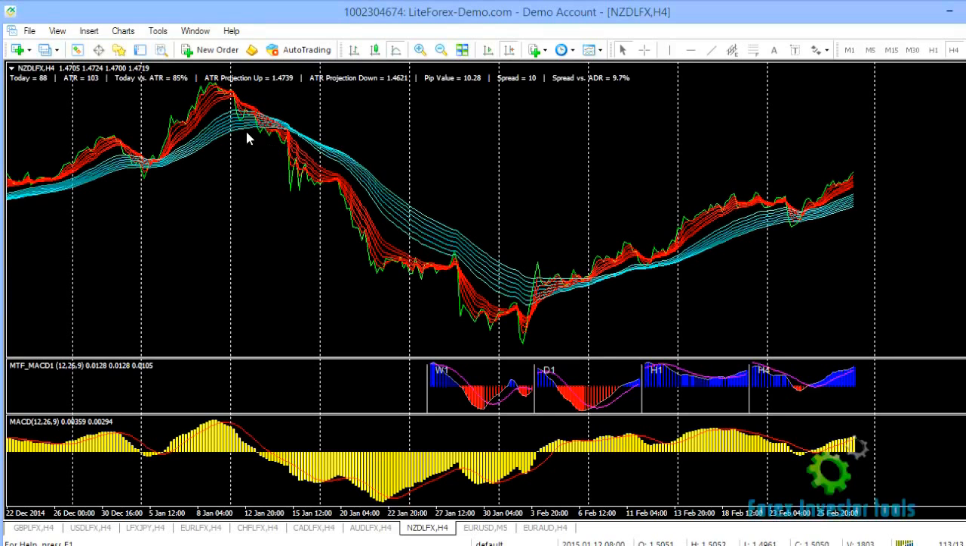But what is more important in this case is, it's not really about the cross. It's not that you see a cross and you quickly jump into a trade. No, it's about understanding when to really enter the market.